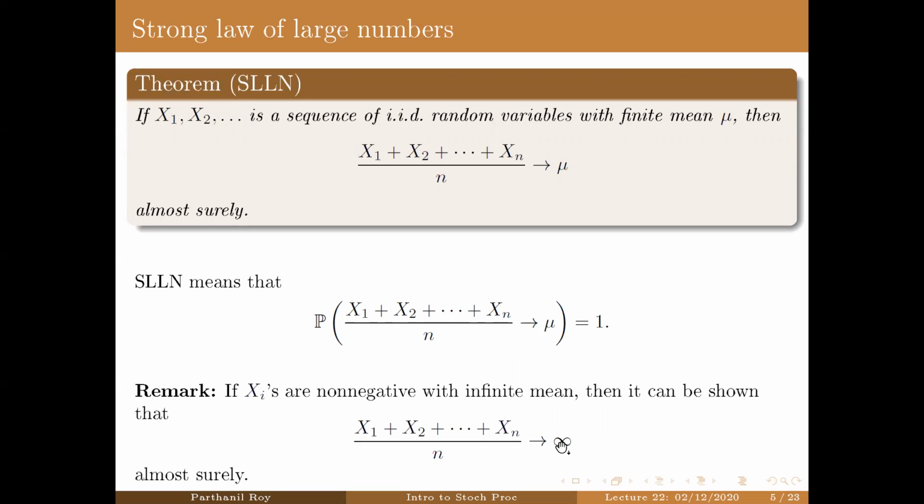Another version of this that is useful, and it will be useful for you in one of the exercises today, is that if the Xi's are IID and non-negative with infinite mean, then it can be shown that the sample mean actually converges almost surely to infinity. This will be useful for you in one of the exercises that I will give you.